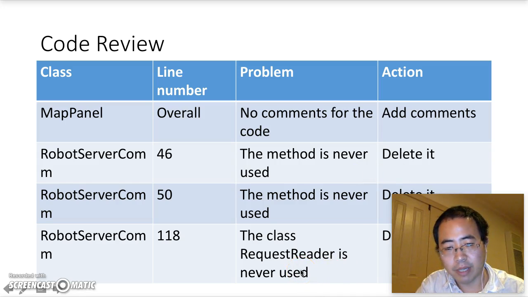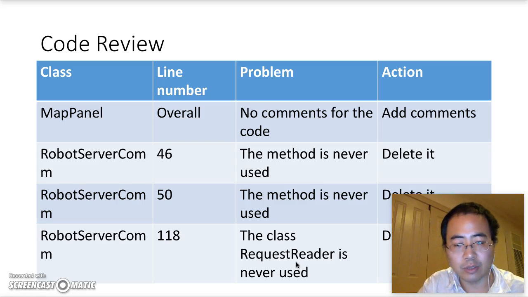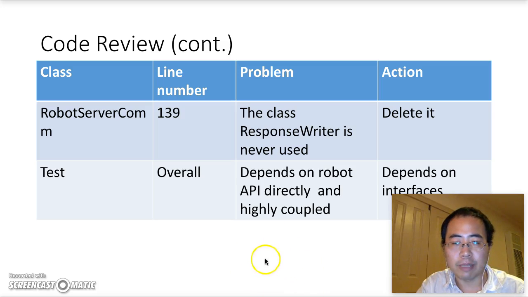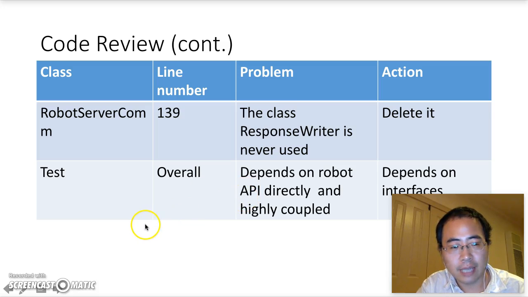The second kind of problem is similar, is that some classes are never used, although they are defined. For example, on line 118 of the ZOPT_server_COM, the class request header is never used. So we need to remove them to maintain the conciseness of the code. Similarly, the response writer is not used. The last problem of this category is that test class depends on ZOPT API directly and is so highly coupled, so that it is untestable.